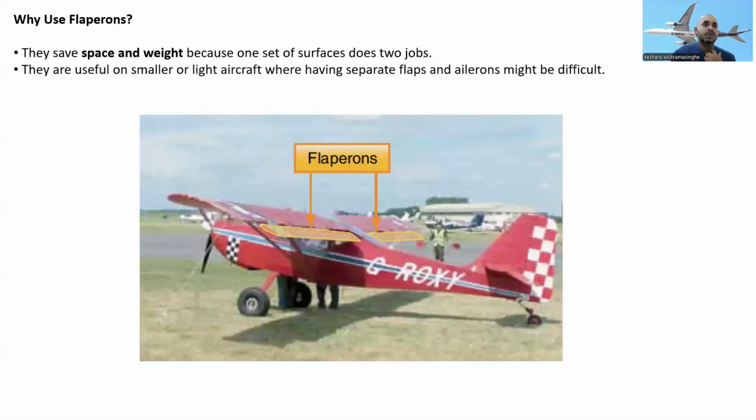All right. Now, why use flaperons? You can see the flaperons save space and weight. Actually, the flaperons do two jobs from one component. So why do they save space and weight? Because one set of servos does two jobs, right? And they are useful on smaller light aircraft where having separate flaps and ailerons might be difficult.